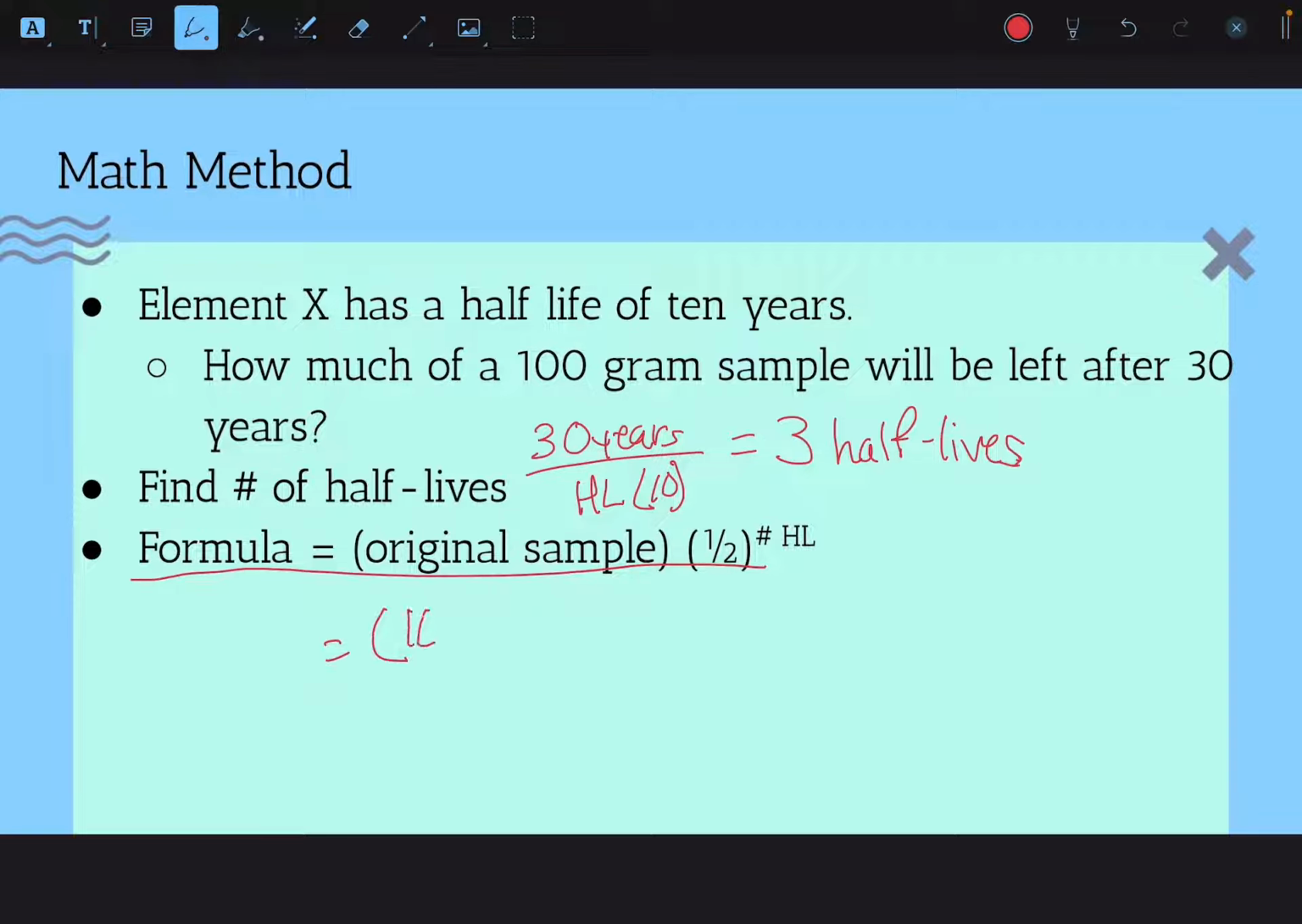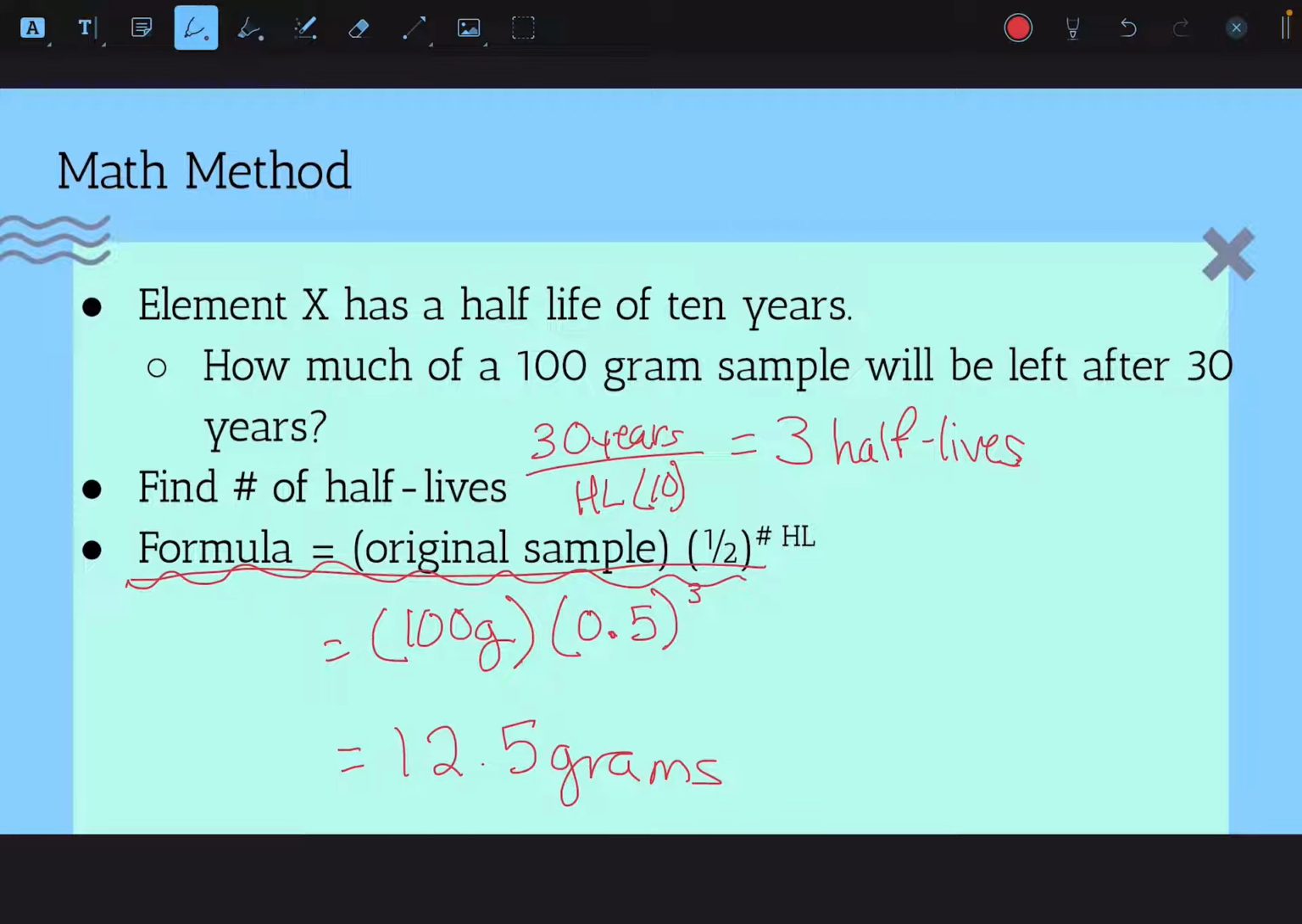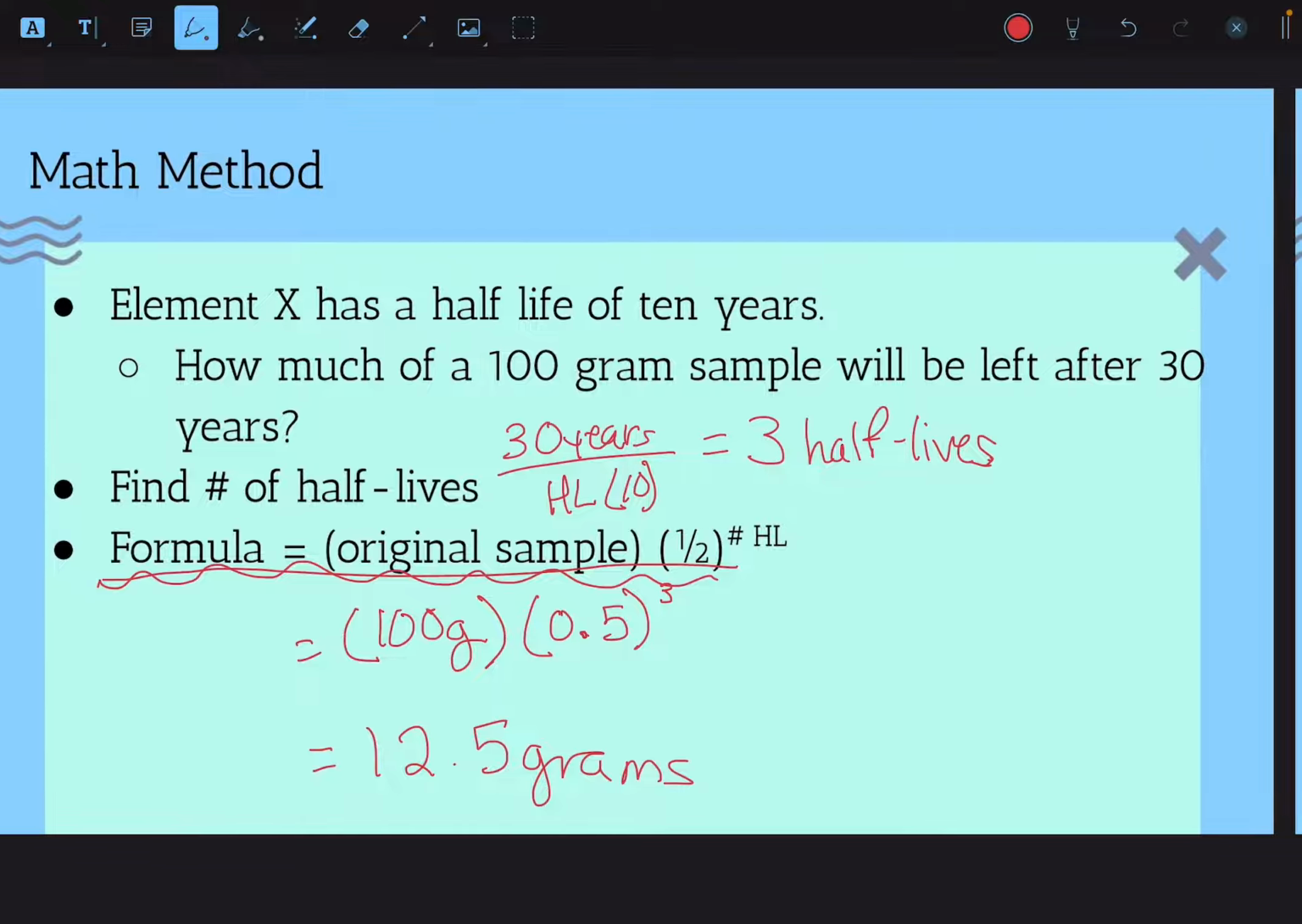Our original sample is 100 grams times 1/2 or 0.5 raised to the power of the number of half-lives. And then you would plug this into your calculator and you would get the same answer that we just got on the previous page, 12.5 grams. I will give you this formula on any assessment for my class if that's something that you'd prefer to use, or you can use the chart method. Either way is going to work just fine.